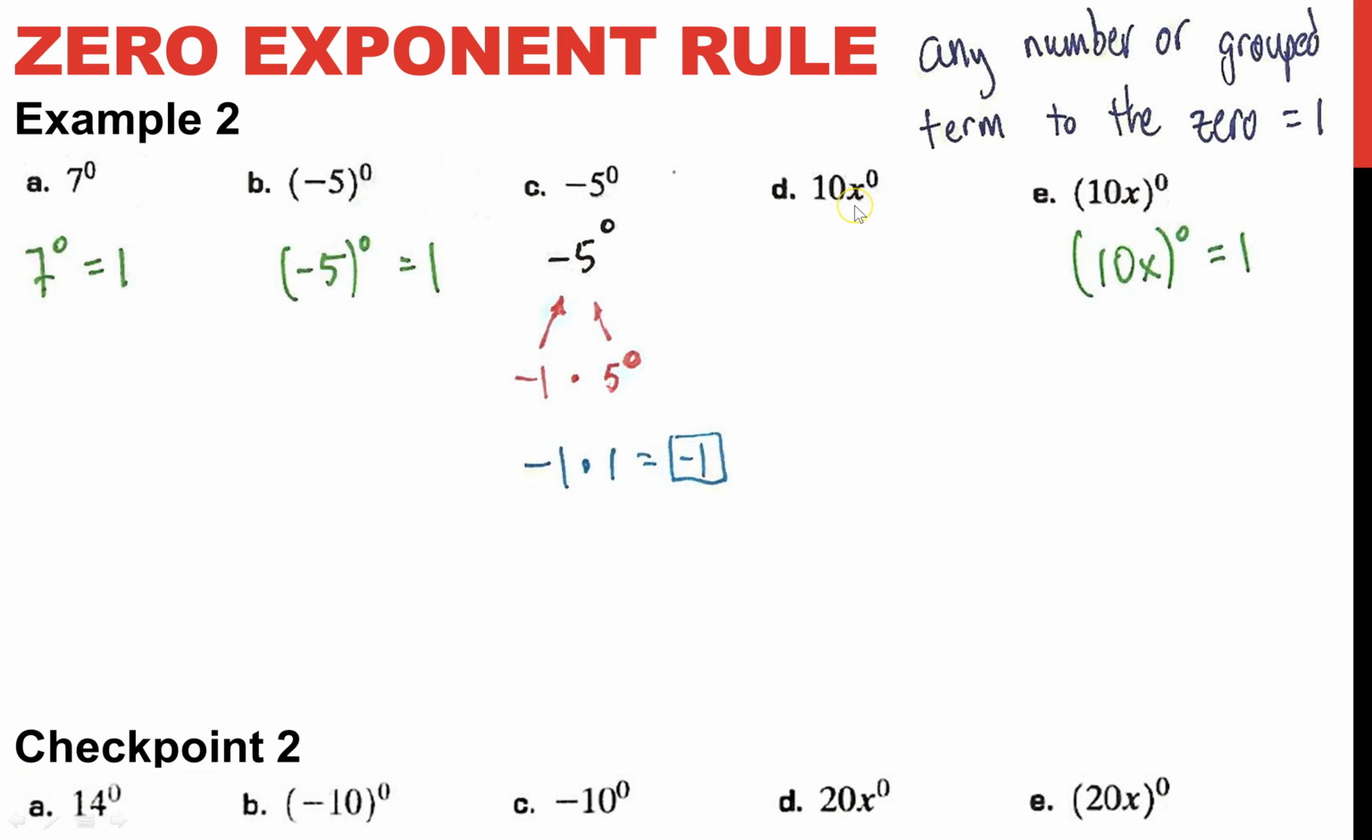And so for example D, the only term that's being raised to the 0 power is x. And that means we have 10 times x to the 0, or 10 times 1. And because we have 10 times 1, 10x to the 0 is just 10. So go ahead and pause the video, work out checkpoint 2 the exact same way that these examples are worked out for you. I'll be here when you get back.